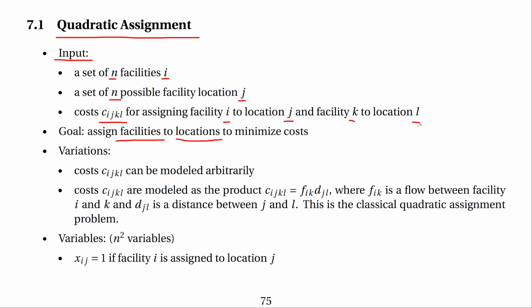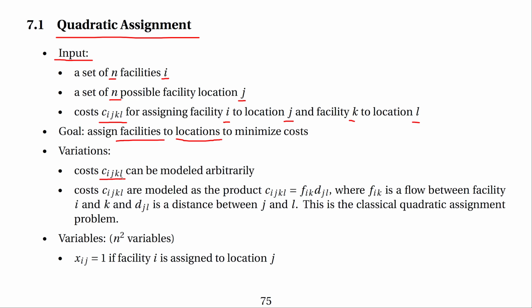So when I first read this, especially because there are some graphics papers that also confuse this slightly, I think it's important to note that there are these two different variations of the problem. One variation allows this cost to be modeled completely arbitrarily. So for each combination ijkl, an arbitrary cost can be assigned.